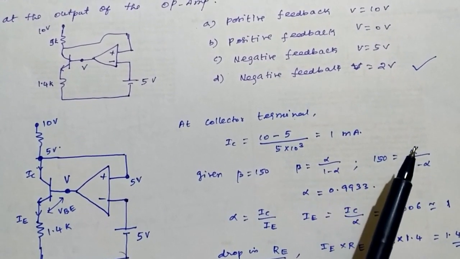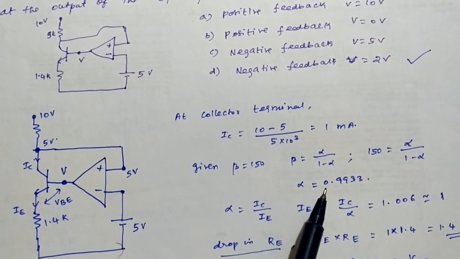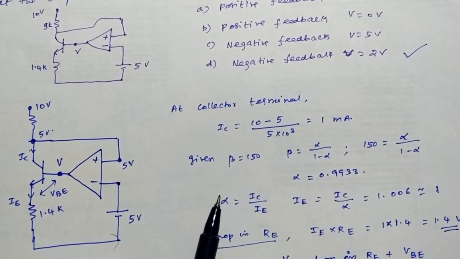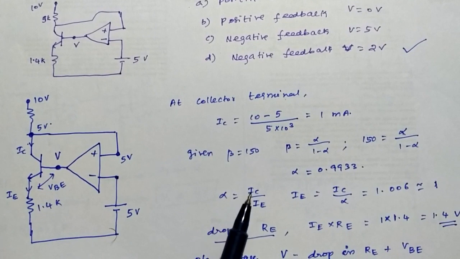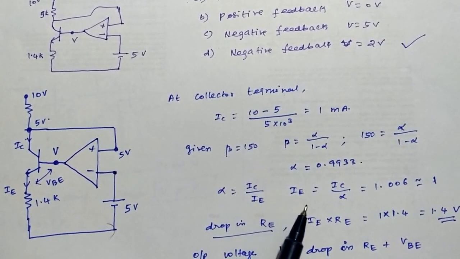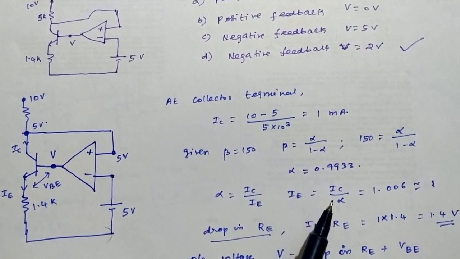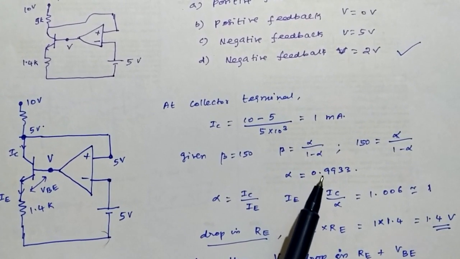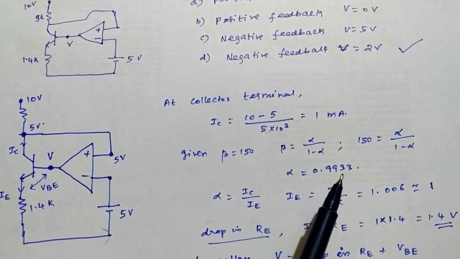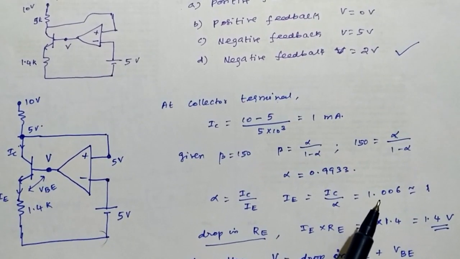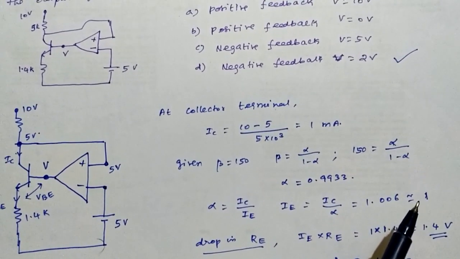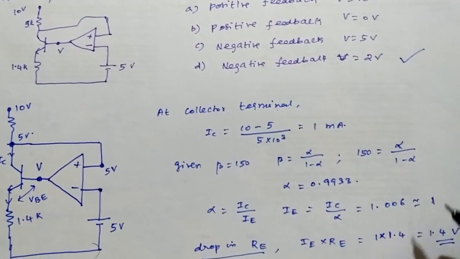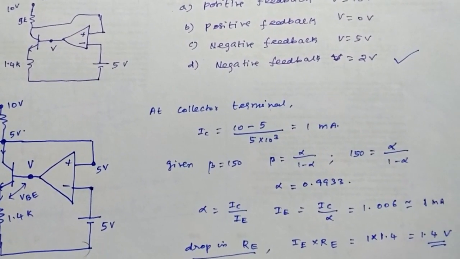So beta is 150, alpha divided by 1 minus alpha. So alpha value is 0.9933. Again, we know the current gain formula is IC by IE. From this, we calculate IE is equal to IC over alpha. IC we calculate as 1, alpha we calculated as 0.99. When we substitute, this answer is 1.006, that is approximated into 1. So therefore this IE is equal to 1 milliampere.